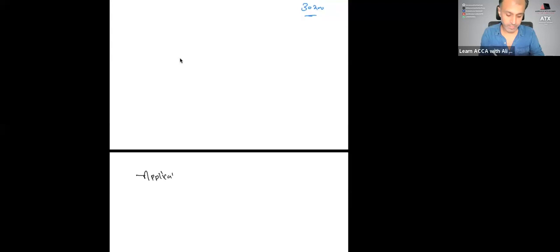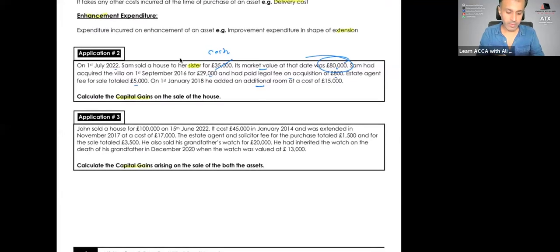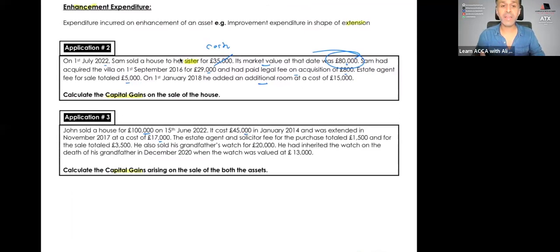Let's get down to the third one and try to complete that also quickly. John sold a house for this much, costing around 45,000, which was extended back in November 17th at a cost of 70,000. The agent and the solicitor fee for the purchase total 1,500. He sold his grandfather's watch for 20,000. He inherited that watch on the death of his grandfather in December 2020, when the watch was valued at 13,000 pounds. So there are two assets being disposed. I will need to maintain two columns, one for the house, the second for the watch.